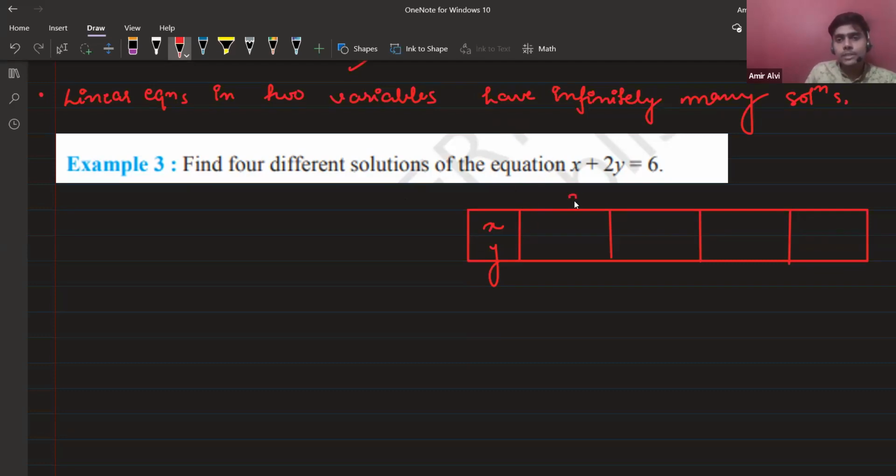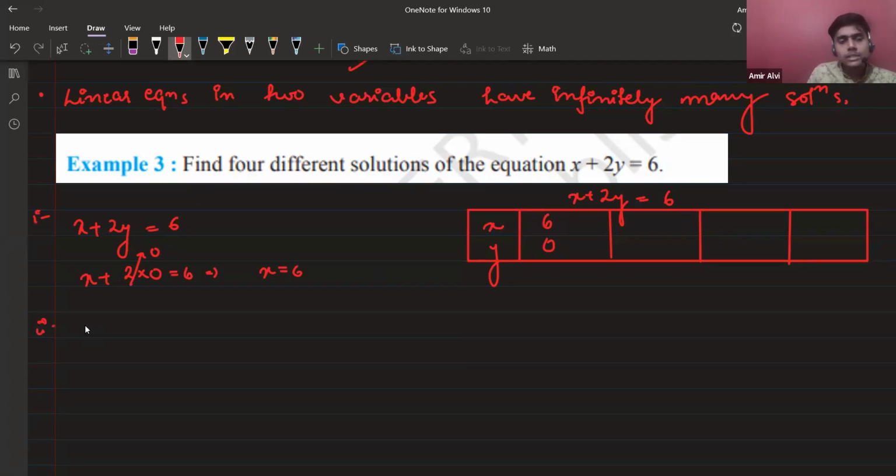So the equation is x plus 2y equals 6. Simran, first thing, make x or y equal to 0. You can start with either y equals 0 or x equals 0. I'm saying that x is equal to 0. So now, first solution: x plus 2y equals 6, and I'm writing x plus 2 into 0 equals 6. So what I will get is x equals 6. Yes or no? Yes. Any doubt? No. First solution we have got.